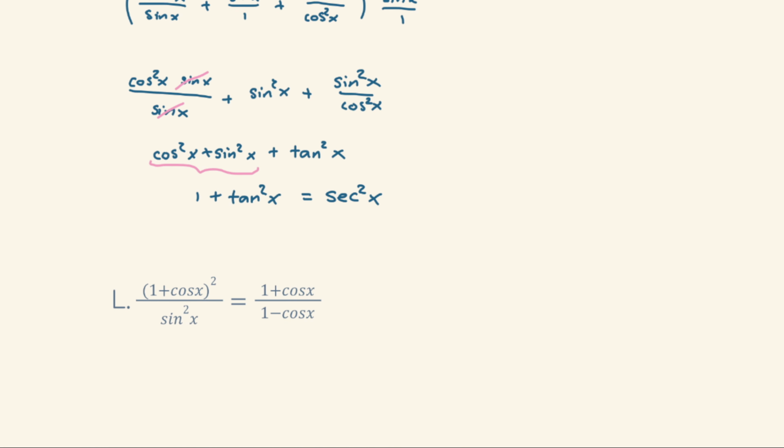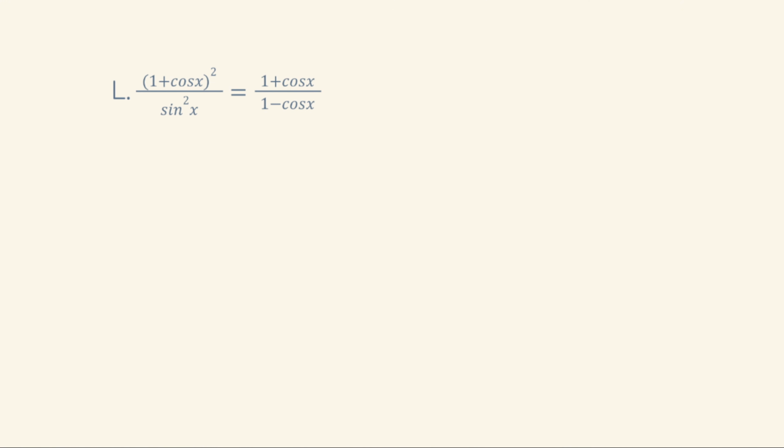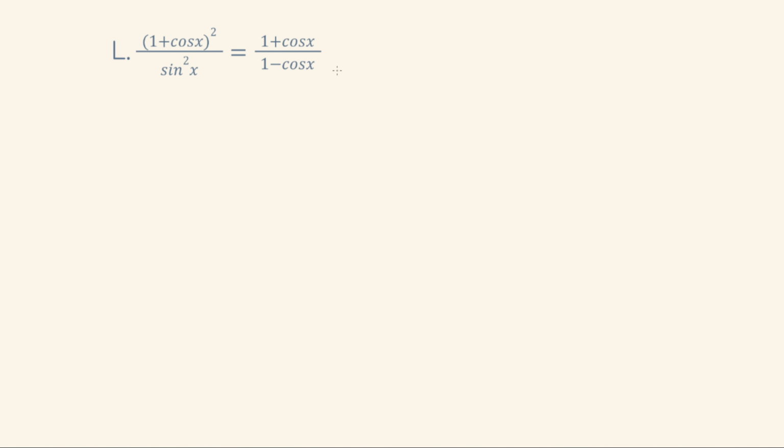All right, question L. We've got 1 plus cos x all squared divided by sine squared x. On the top on the right side we have 1 plus cos x, and here we have 1 plus cos x squared. So I'm going to assume somehow in my denominator I can find a way to cancel out one of these 1 plus cos x's. So let's think about this. Well, maybe we could try expanding.